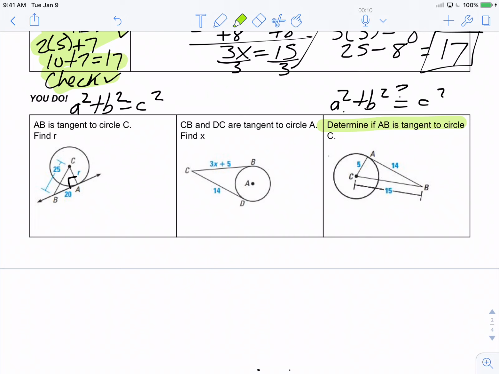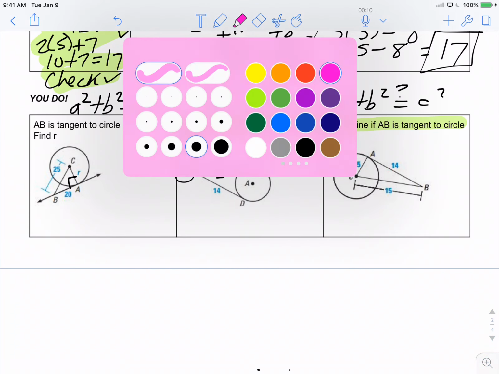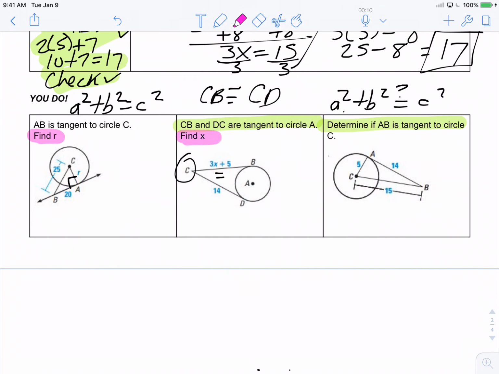And then this one, they are tangent to circle A. They intersect outside, so I know that CB is going to be congruent to CD. So that means those two have to be equal. Okay, so solve those. You're going to find R, you're going to find X, and then you're just going to see if that holds true for that triangle. Okay?